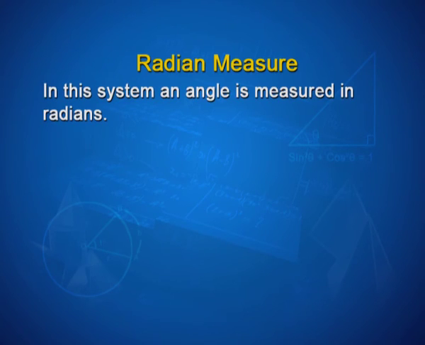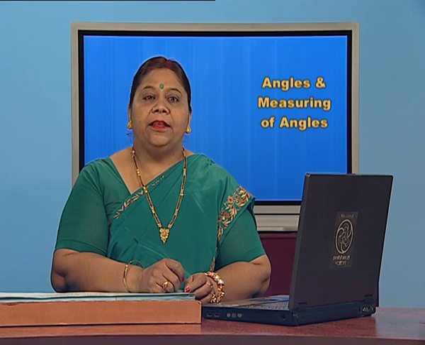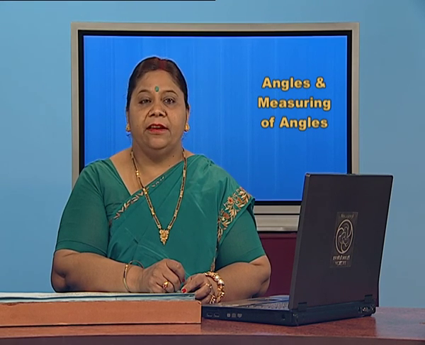Second one is radian measure. In this system, an angle is measured in radians. A radian is an angle subtended at the center of a circle by an arc whose length is equal to the radius of the circle. Here in the figure, let AB be an arc of a circle with center O and of radius r, such that the length of the arc AB is equal to r. Then angle AOB will be 1 radian.